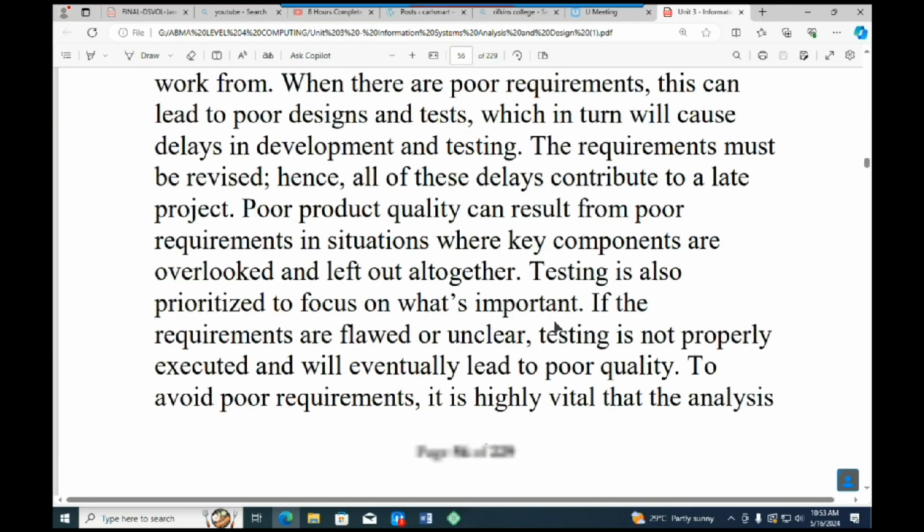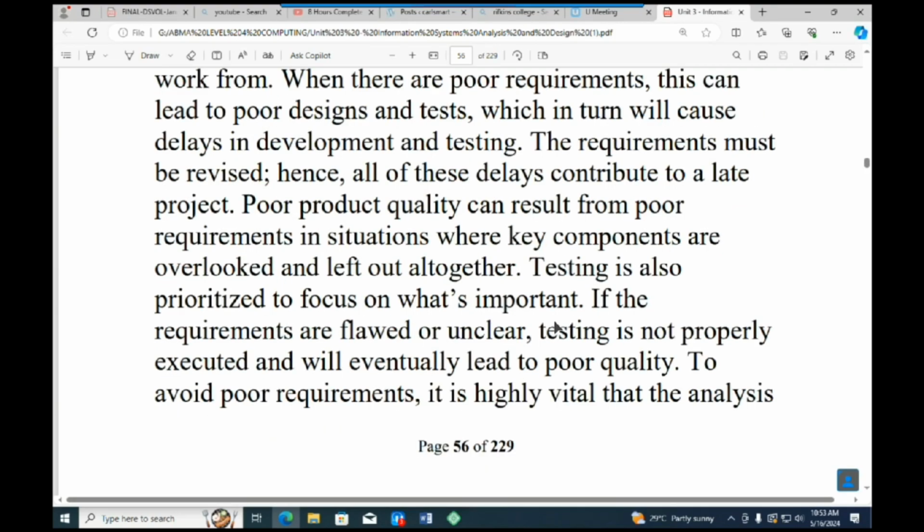Okay. Again, we need to focus also on another important aspect to identify what is actually important in a system, and that is testing. If you have unclear requirements or requirements with errors, then you cannot do testing properly. Okay? And because you cannot do testing properly, it means you're going to have poor quality.